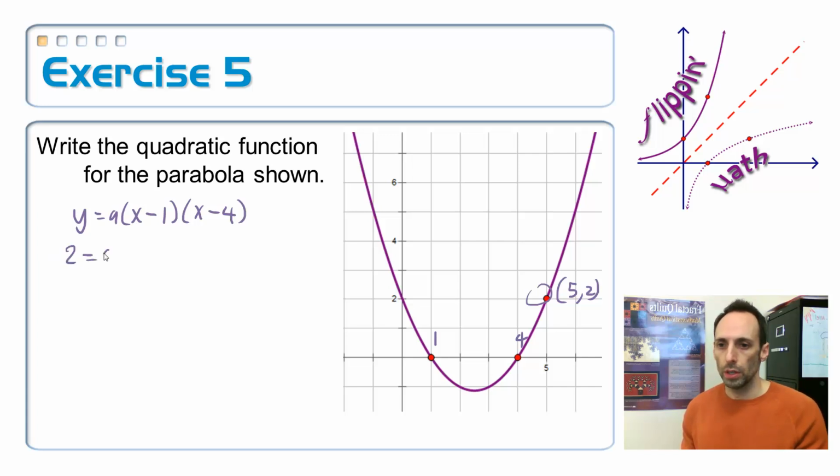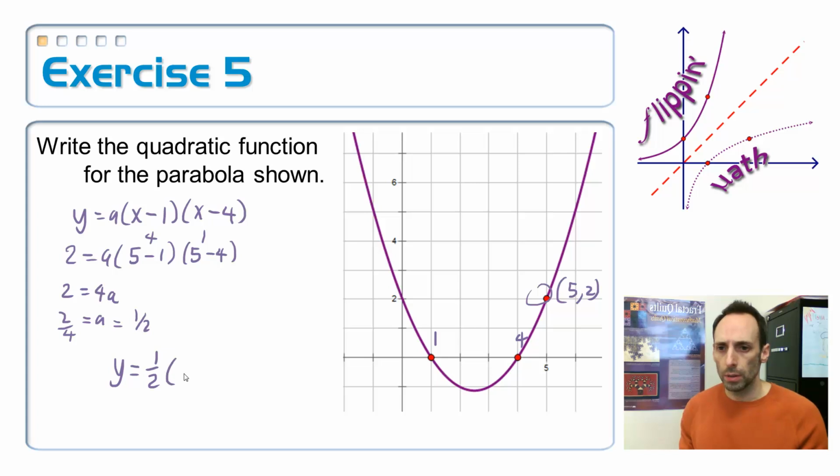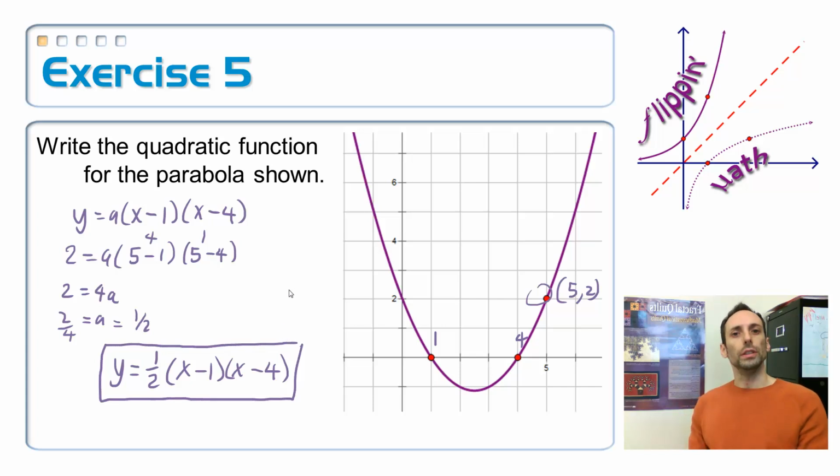So 2, the y, equals a times 5 minus 1 times 5 minus 4. When I simplify, 5 minus 1 is giving me 4, and this one's giving me 1. So this simplifies to 2 equals 4 times a. A equals 2/4, which of course is 1/2. You're not done yet. Write the equation. Y equals 1/2 times x minus 1 times x minus 4. Now you don't have to FOIL this out or anything. Just leave it like that. That's your answer, and you're done.